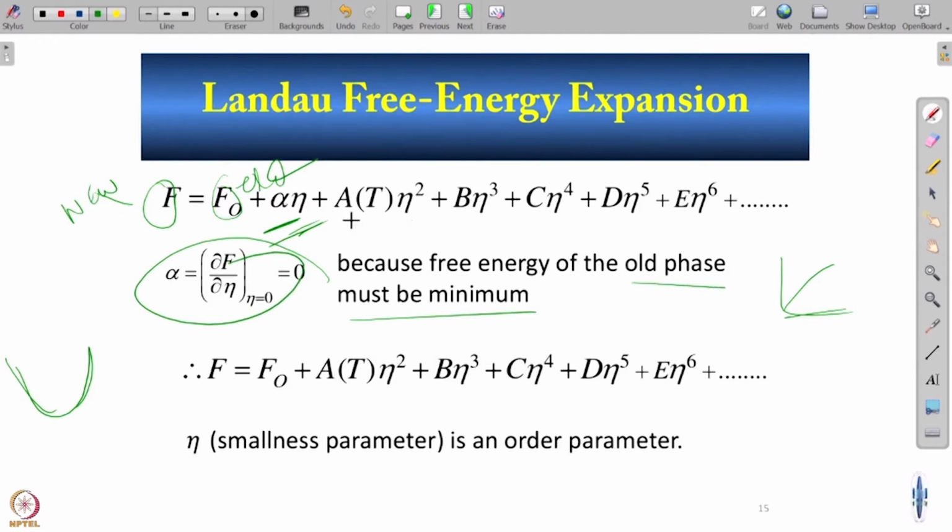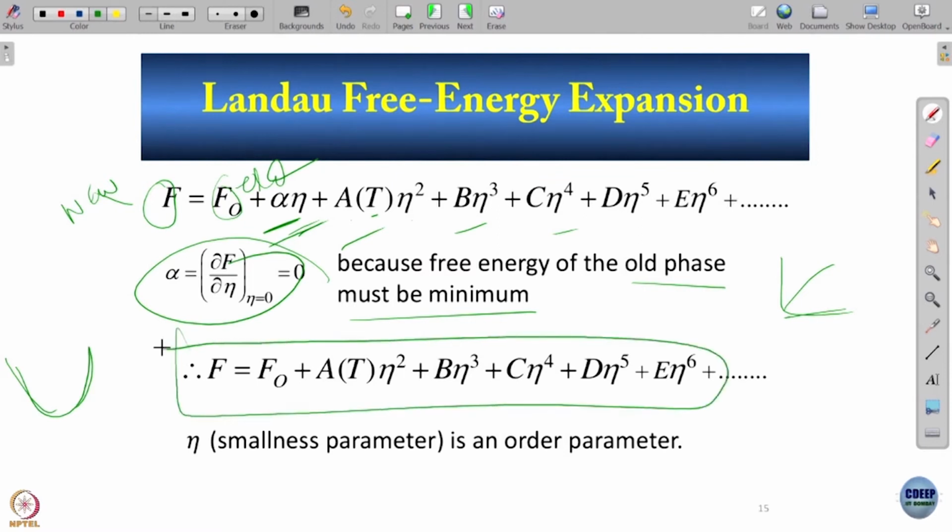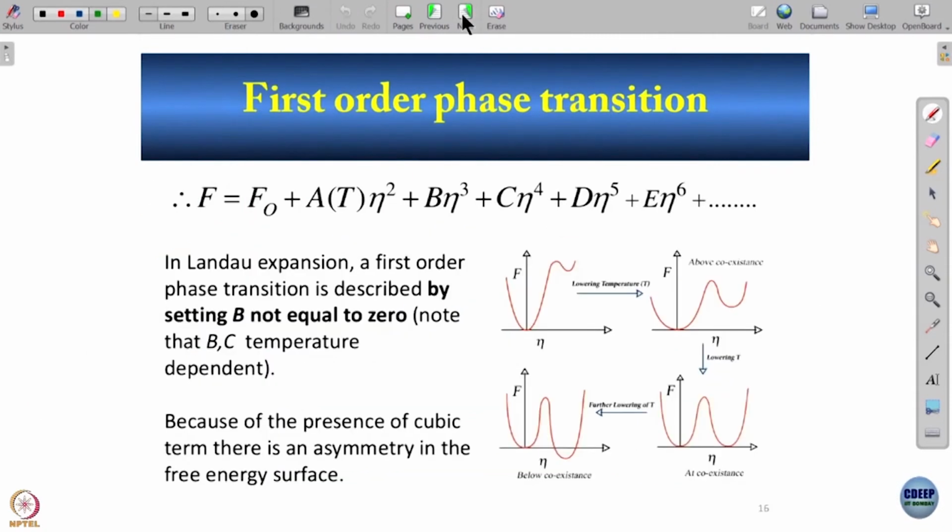So I can now get the second coefficient, A(T). I can get A(T) by taking the second derivative of free energy and then evaluating it in the old phase. That's what the Taylor expansion tells us: we take the derivative but evaluate it in the old phase. A(T), B and all these quantities are temperature dependent, and they are obtained in terms of the old phase free energy. And now this is the Landau free energy by introducing this condition, and eta is my order parameter, which is used as a smallness variable in expansion. This is just beautiful.